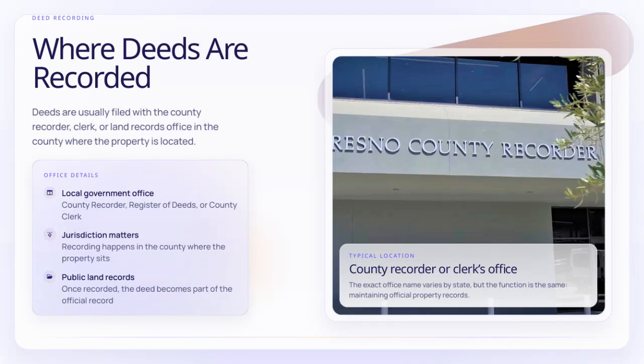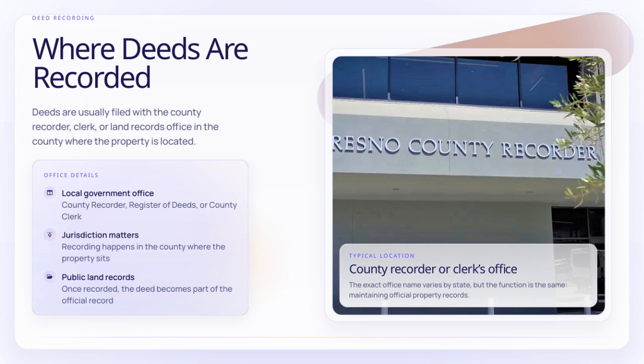When it comes to deed recording, the typical location is a local government office, often called a county recorder, registered deeds, or county clerk's office. While the exact office name can vary depending on the state, its primary function remains consistent: maintaining official property records. Deeds are generally recorded in the county where the property is located, which means jurisdiction is crucial here. This ensures the deed is filed in the correct place.